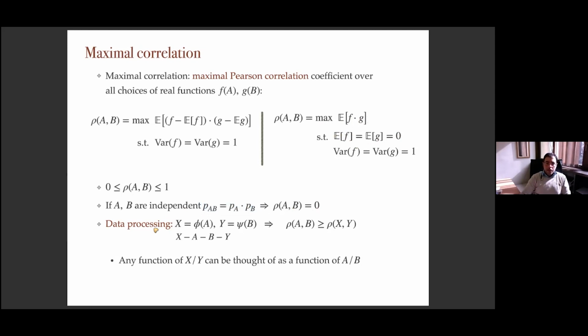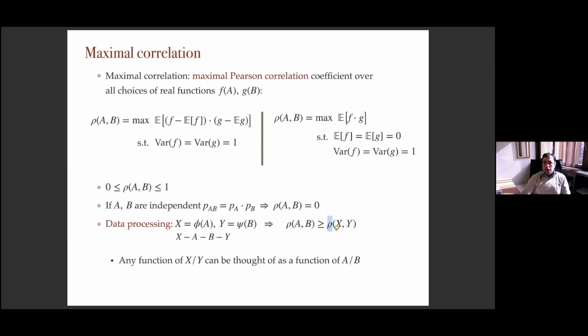The other thing is that it's really a measure of correlation, meaning that it satisfies the data processing inequality. If I apply some function phi on A to generate X, and some function psi on B to generate Y, in other words, if I have this Markov chain condition, then the maximum correlation between A and B is larger than the maximum correlation between X and Y.